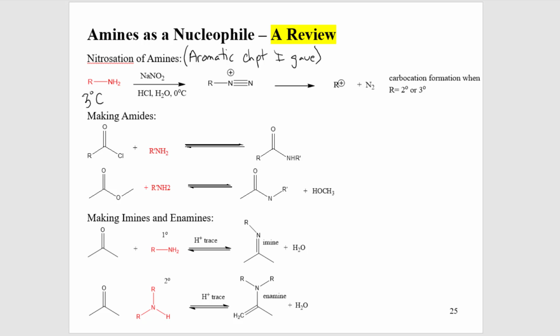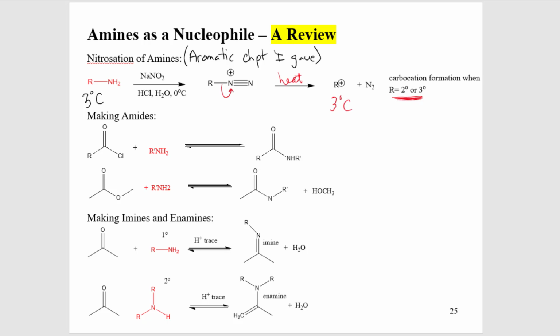You do HONO, H-N-O, or the sodium nitrite version of it, in excess acid and water, and you end up forming this N2 species, which, under these conditions with heat, will leave behind, hopefully, a tertiary carbocation. N2 gas leaves, and so these carbocations are best when they're formed on tertiary or secondary carbons.